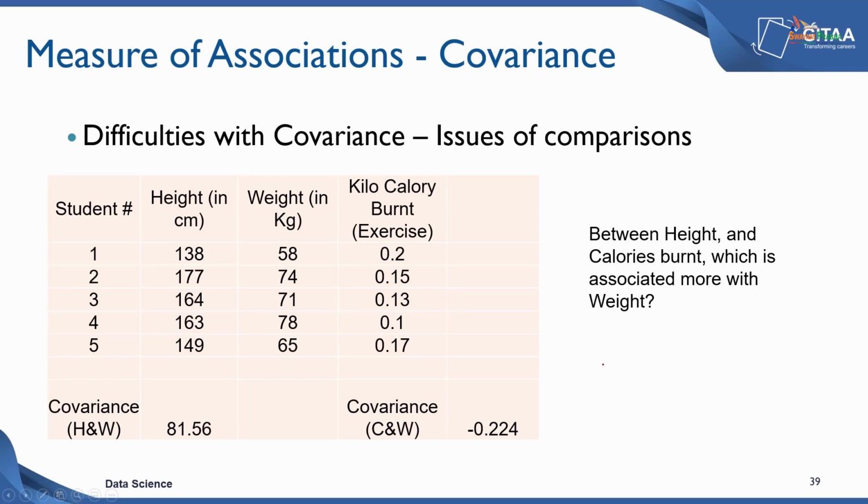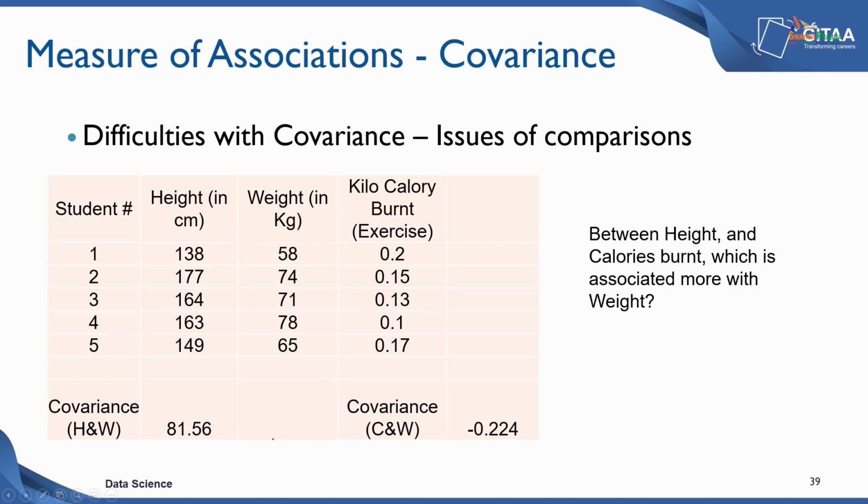And if the question that is asked is, between height and calories burnt, which is associated more with weight? So we can also compute a covariance between weight and kilocalories burnt through exercise, and we get a number of minus 0.224. Again, we have the same difficulty as with 81.56 in interpreting this number. It's wrong to just compare the two numbers and say this one influences more than this. We will look at why in a short while.